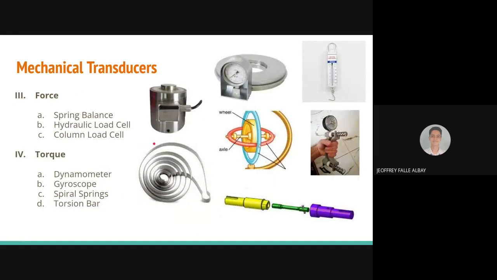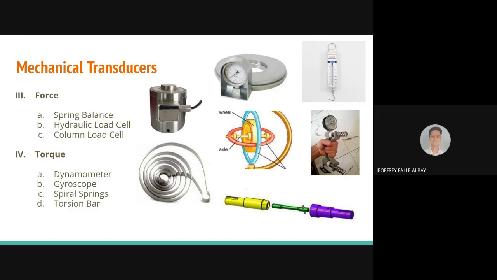So next category is the force. Under force, there are 3 types. So first, the spring balance. It is commonly used to measure the force exerted on an object. And then next is the hydraulic load cell. It is used as a conventional piston and cylinder device that conveys a change in pressure. It is a force balance method acting when the internal filling fluid pressure changes. Next is the column load cell. It is designed to measure loads in compression.